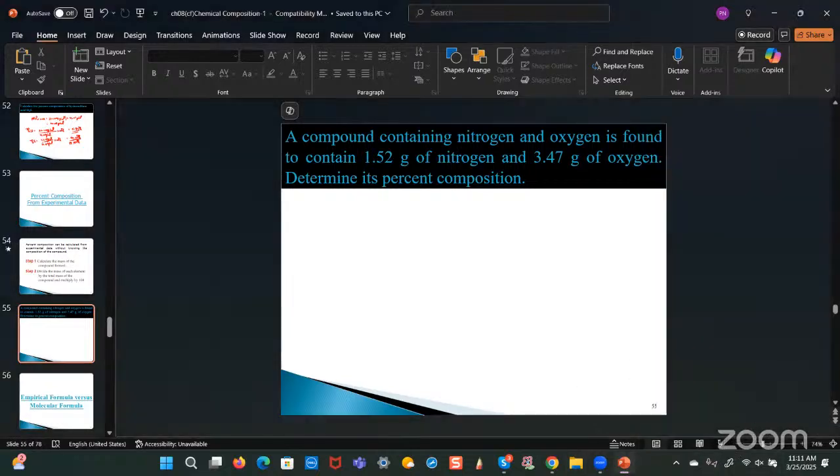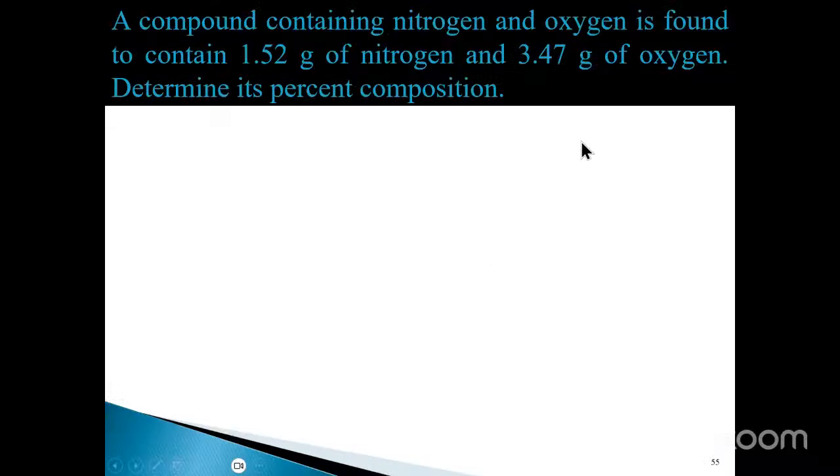So in this example, they gave you the mass of the nitrogen and oxygen in a particular compound, and they're asking for the percent composition. So the total mass you need to calculate first. The total mass would be the sum of 1.52 grams and 3.47 grams, so 4.99 grams, right?